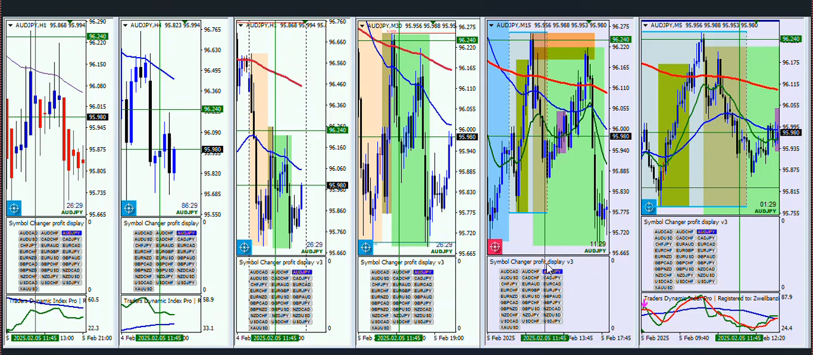Take your time to understand this strategy, then apply it on your demo account to see if it suits your psychology, and if it does, then you can move into trading it in your real account, right?